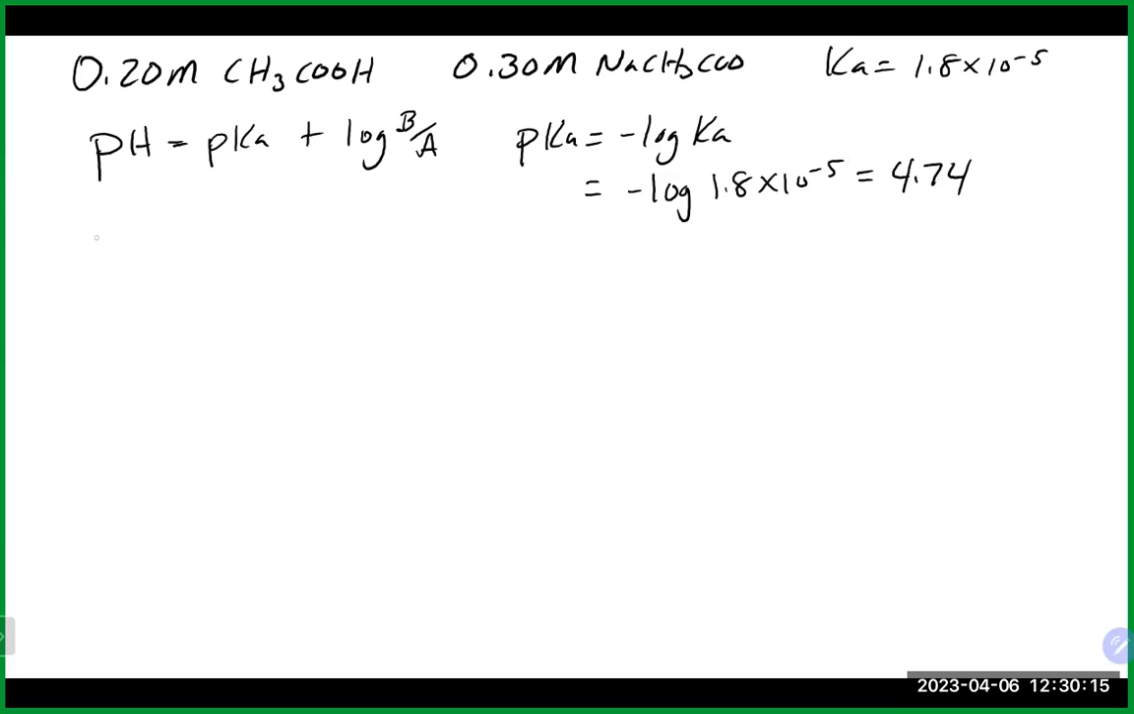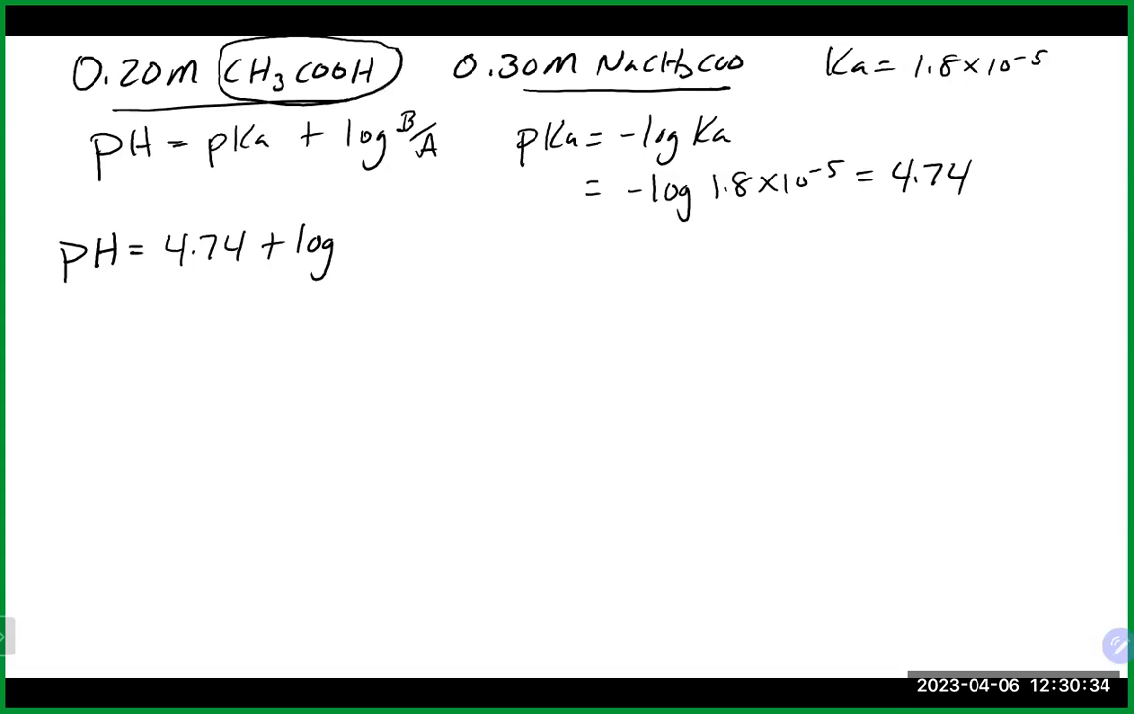We could put it into our Henderson-Hasselbalch equation. pH equals 4.74 plus the log. Out of these two, which one is the base? I'll give you a big hint. What is the name of this guy? That's the acetic acid. So if I had to take a guess, that's going to be the acid, which means this guy here probably should be the base in this case, right?